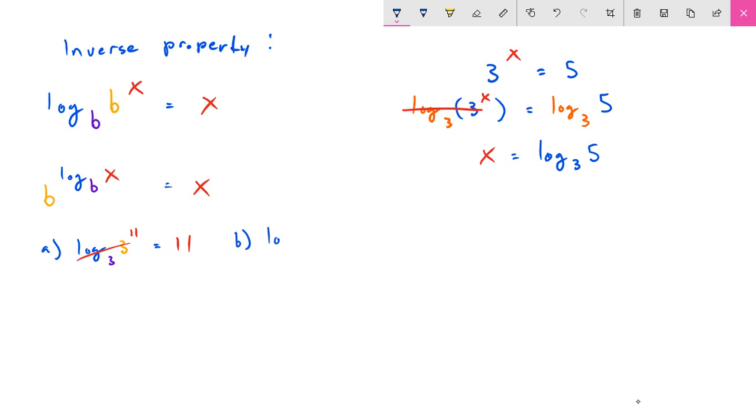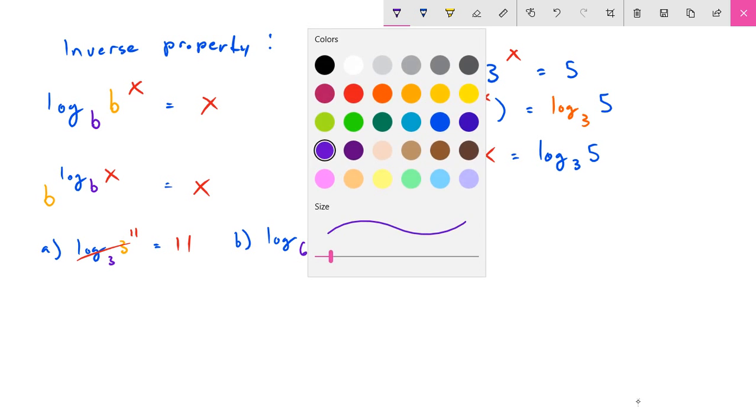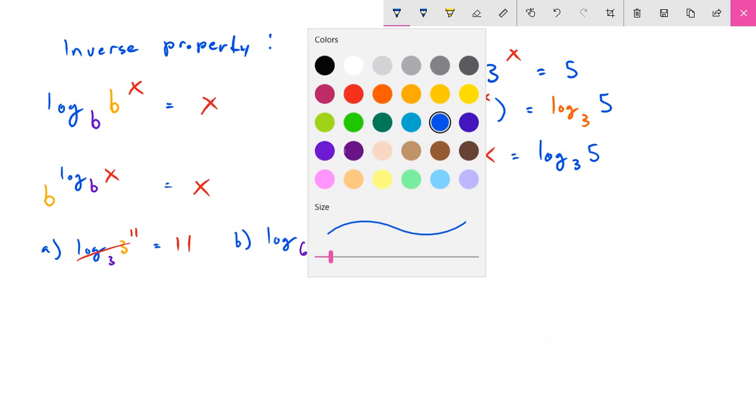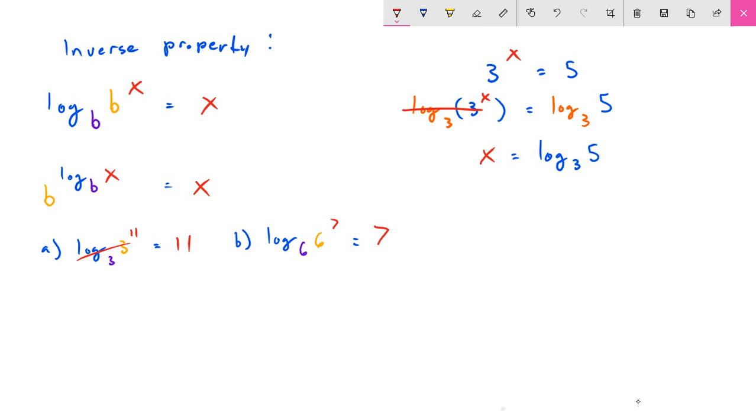Next example, log base 6 of 6 to the 7. So Adelina, can you tell me the answer for this then? 7. It's just 7, that's right. Because the log base 6 cancels out the base of 6. Boom, bringing down the 7.